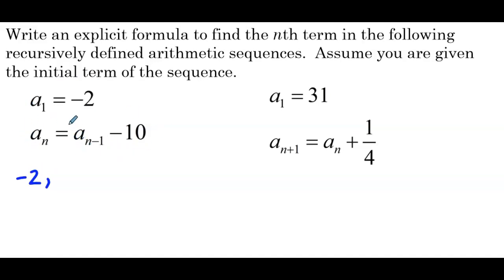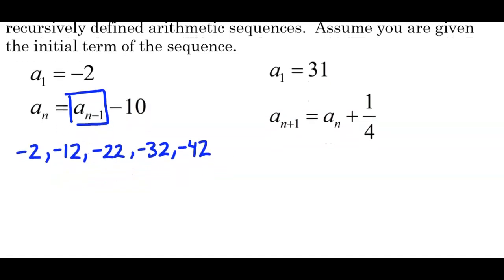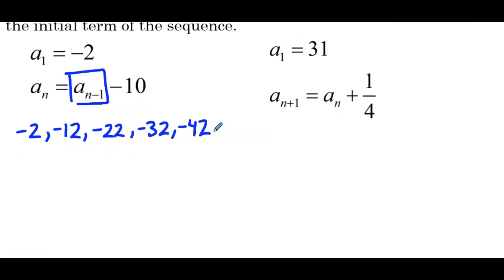And then if we look at the second equation, it's saying to find the next term, a sub n, take the previous term and subtract 10. So the next term, if we subtract 10, would be negative 12, and then negative 22, negative 32, negative 42. So there we have our arithmetic sequence, or at least 5 terms of it, right? It continues on. So the common difference here, well, how do we get from one term to the next? We subtracted 10. The common difference was negative 10.